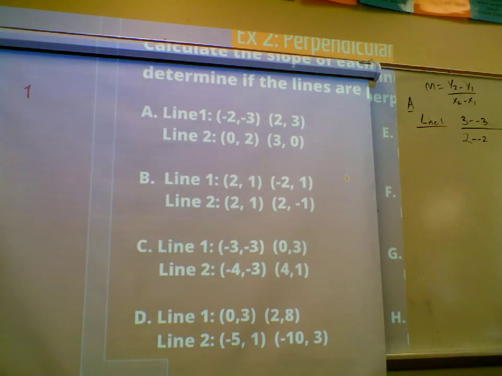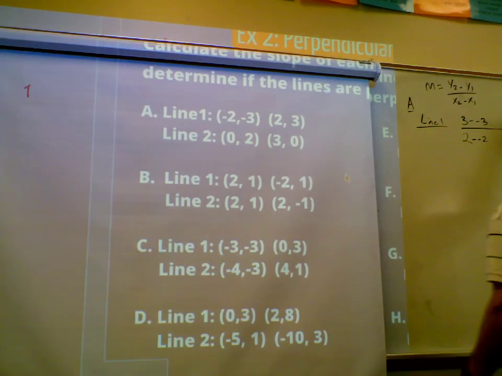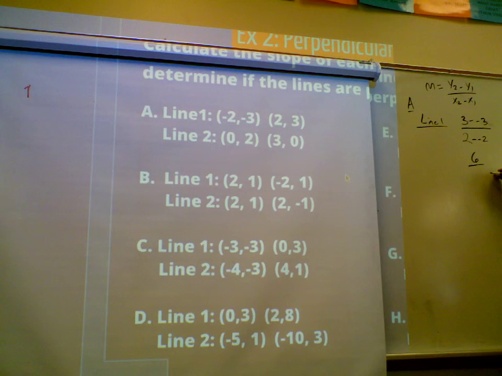Josh, now that we have that done, does that make sense? Yeah. What about Audrey? I got it now. So what's 3 minus negative 3? 6. Two negatives make a positive, right? So we end up with 6 over 4. Does that reduce? Yes. What does that reduce to? Equals 3/2. So that's line 1.